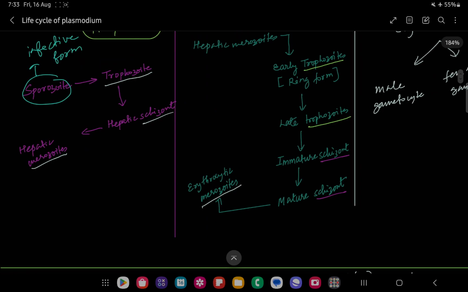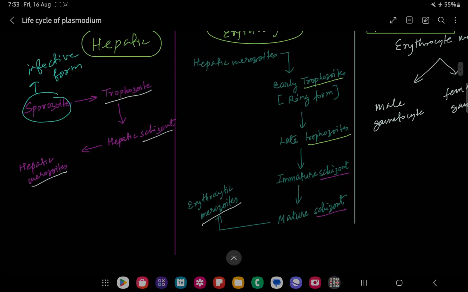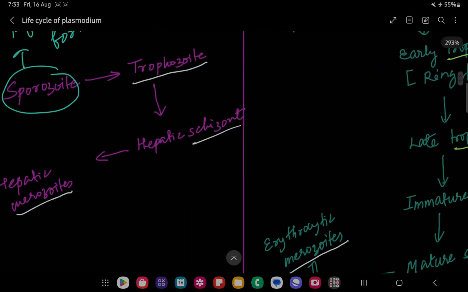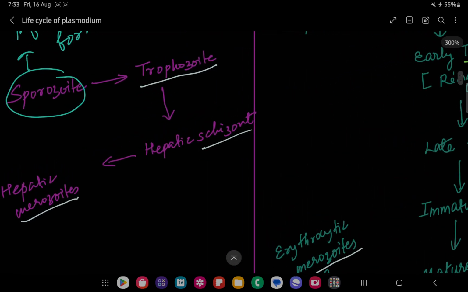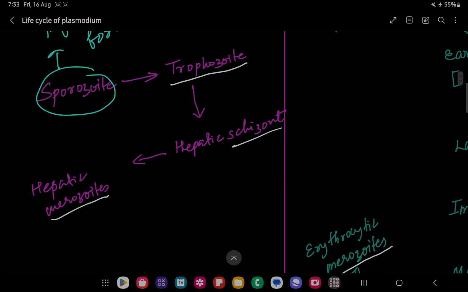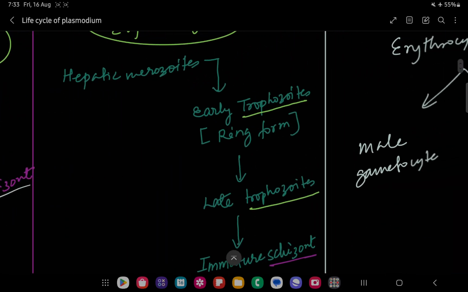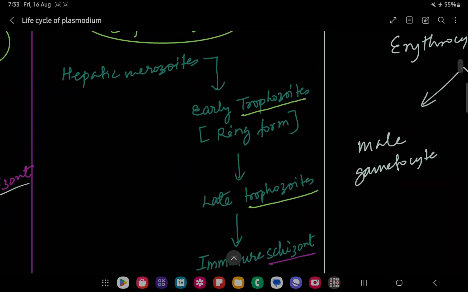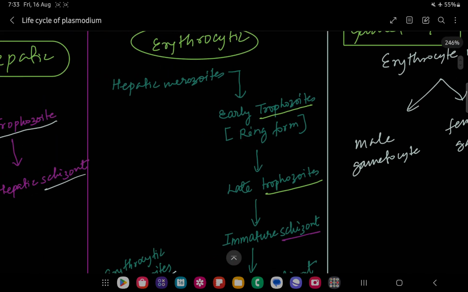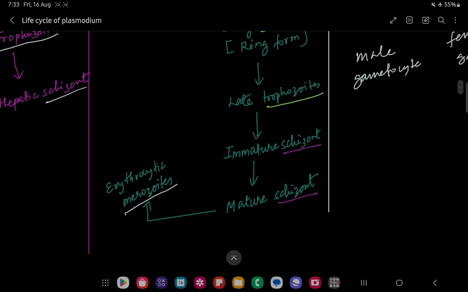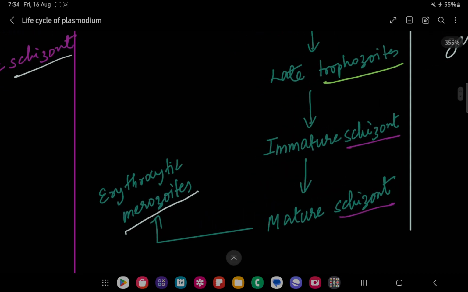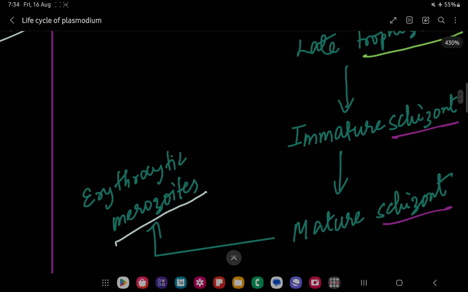Now, how to remember this: in the hepatic stage also, trophozoite was there, schizont was there, and while leaving the liver merozoite was there. Same here: from the merozoite we see the trophozoite, which we divide into early and late, then the schizont, which we divide into immature and mature, and while leaving the RBC we call it an erythrocytic merozoite.